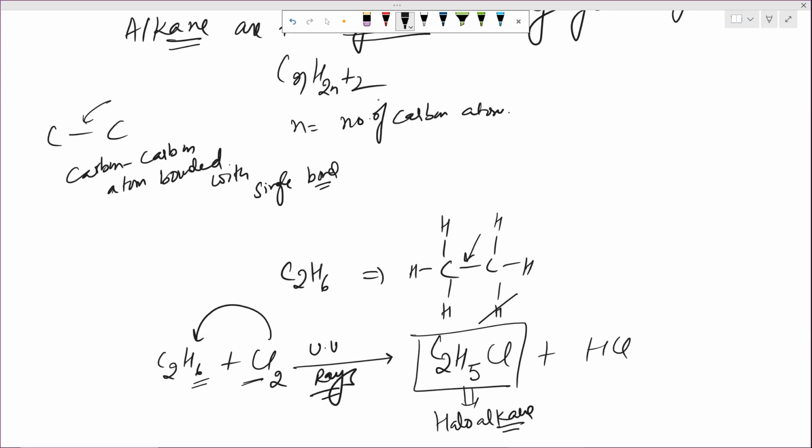It is a haloalkane. Why? Because this is containing carbon, hydrogen, and a halogen. So haloalkane means a hydrocarbon chain in which one hydrogen has been removed, and in that place one halogen atom, either fluorine, chlorine, bromine, or iodine, has taken its place. That is known as haloalkane. Okay, got it? You understood what haloalkanes are?